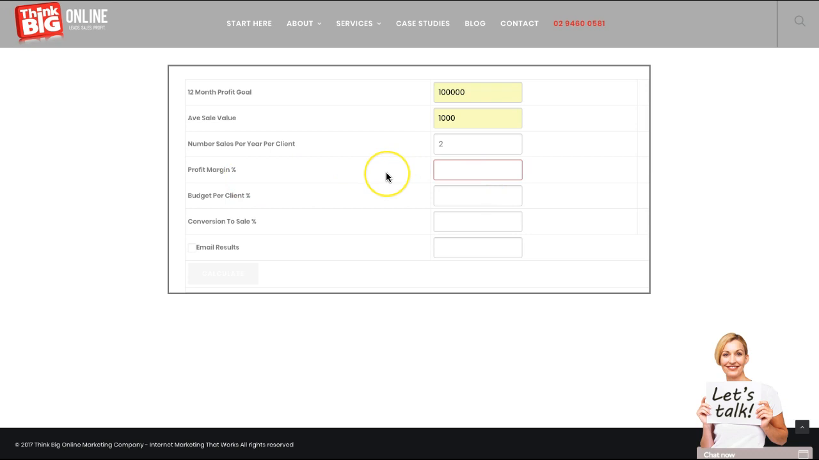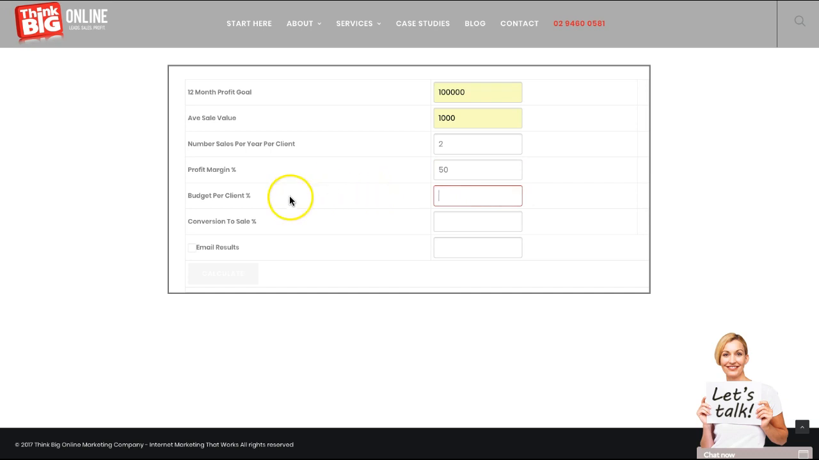Profit margin. So after you have paid your product costs or your service costs to deliver it, maybe you've paid staff wages, rent and power and whatever costs to deliver that product or that service. What's your margin? What's your profit margin after the cost of delivering that? So let's just say, for example, it's 50%.